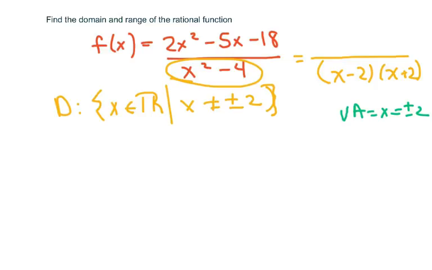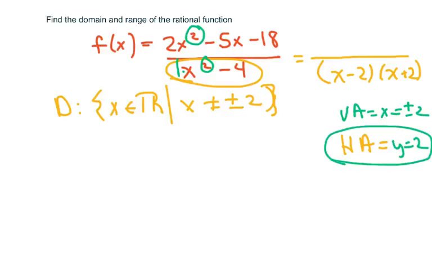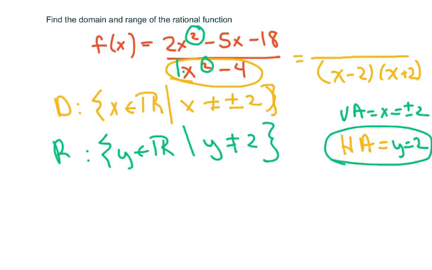Now the range in this case has to do with the horizontal asymptote. First of all, since our degrees are the same, our horizontal asymptote is just 2 over 1. So that's y equals 2. Since we have a horizontal asymptote there, that means the range is everything, but the only thing is that it can't be 2. Okay? In this case. Now sometimes it can, but in this case it won't.